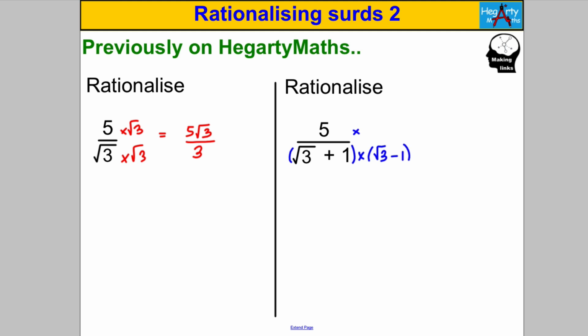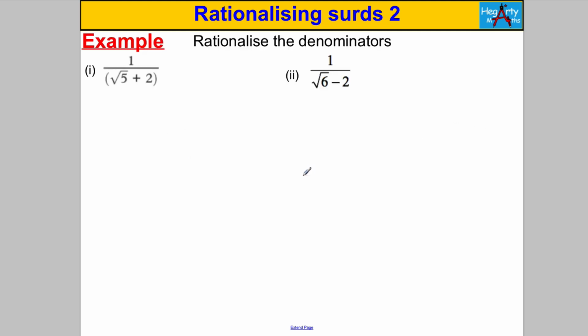And I must do that to the top as well, root 3 subtract 1, based on what we've just talked about. Now the denominator is easy. Root 3 times root 3 is 3. Take away 1 times 1 is 1. 3 take away 1 is 2. And on the top, 5 times this, well, we could just expand out the bracket. That's going to be 5 root 3, and 5 multiplied by negative 1 is going to be negative 5. And that is the technique we're going to use throughout this video to rationalise these more complicated surds. Okay, so let's just do some examples.